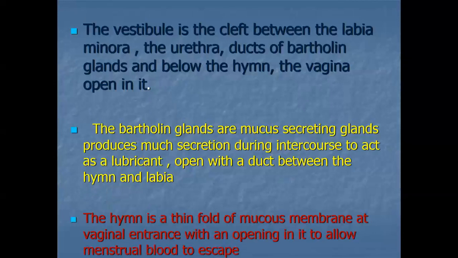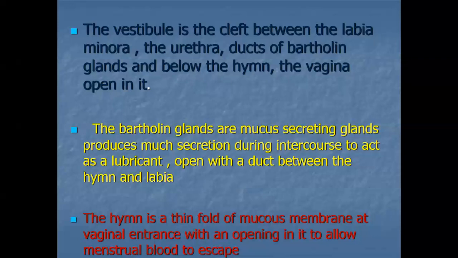The vestibule is the cleft between the labia minora, containing the urethra, the ducts of the Bartolini glands, and lying below the hymen. The vagina usually opens into the vestibule. So the part between the hymen and the external opening of the vulva, we call the vestibule. We have 2 bilateral Bartolini glands. These are mucus-secreting glands, and this secretion is usually stimulated during sexual relation to act as a lubricant. It has 2 ducts opening posteriorly below the hymen, near the posterior fourchette.